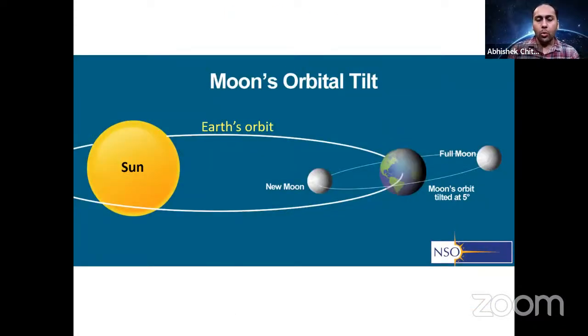Now, the question is, why can't we see a solar eclipse on each new moon day or a lunar eclipse on each full moon day? The answer is here. You can see the Earth's orbit and the moon's orbit. You can see some tilt of the moon's orbit, and the tilt is about 5 degrees. Okay, so generally this is not so much, but this causes the effect of eclipse. Eclipse is not happening on each new moon or full moon day.